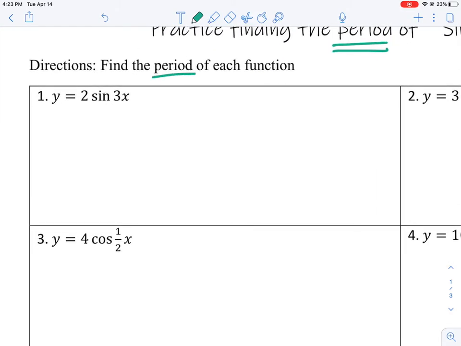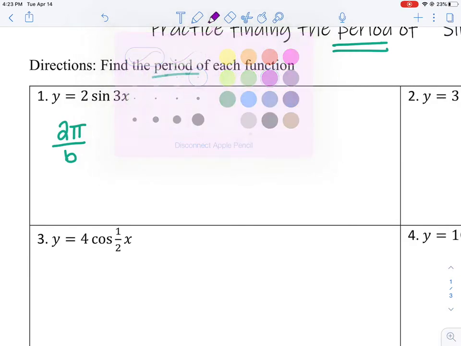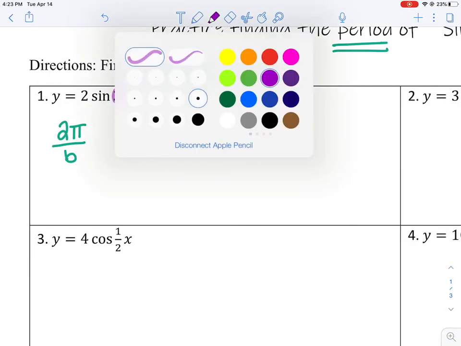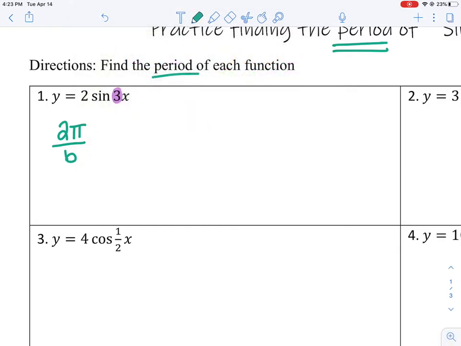Find the period of each function. So to do my period, I know that my period, and I want you guys to keep writing the equation each time so that you start memorizing it, your period is 2 pi over b. My b value is coming from what is in front of the x. So in this case, what's in front of the x is 3. So when I calculate my period, I'm going to take that value and put it in for b. So 2 pi over 3.